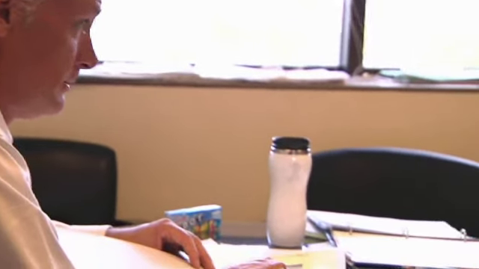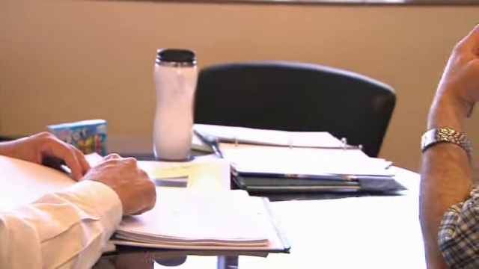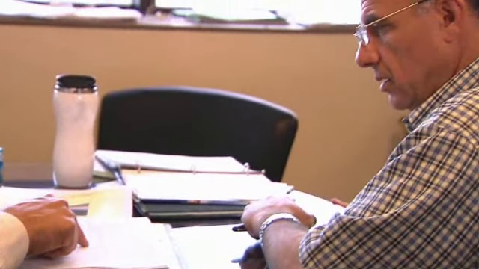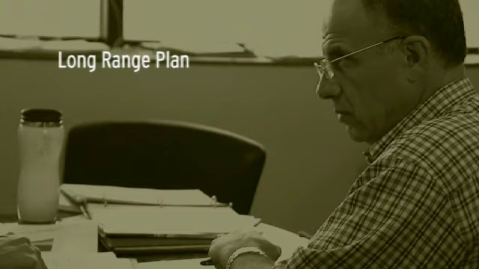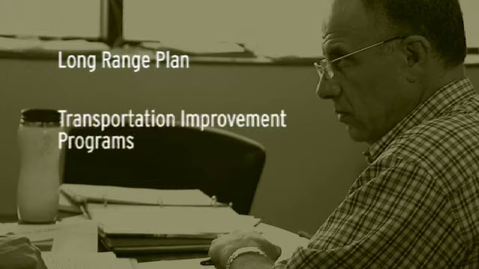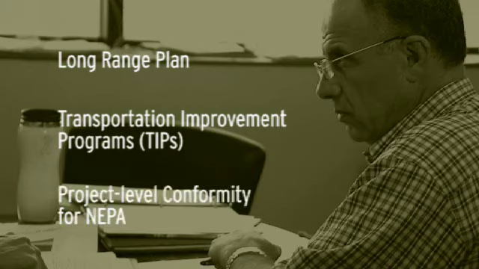The process of determining conformity has planners looking at regional transportation documents and analyzing them for conformance. First, there is the long-range plan, which plans the transportation network to meet Utah's needs for 20 years. Then, there are Transportation Improvement Programs, or TIPs, developed by the metropolitan planning organizations in cooperation with the state. And finally, there's project-level conformity for the NEPA process, which includes hotspot analyses for determining carbon monoxide and particulate matter levels for the project area.